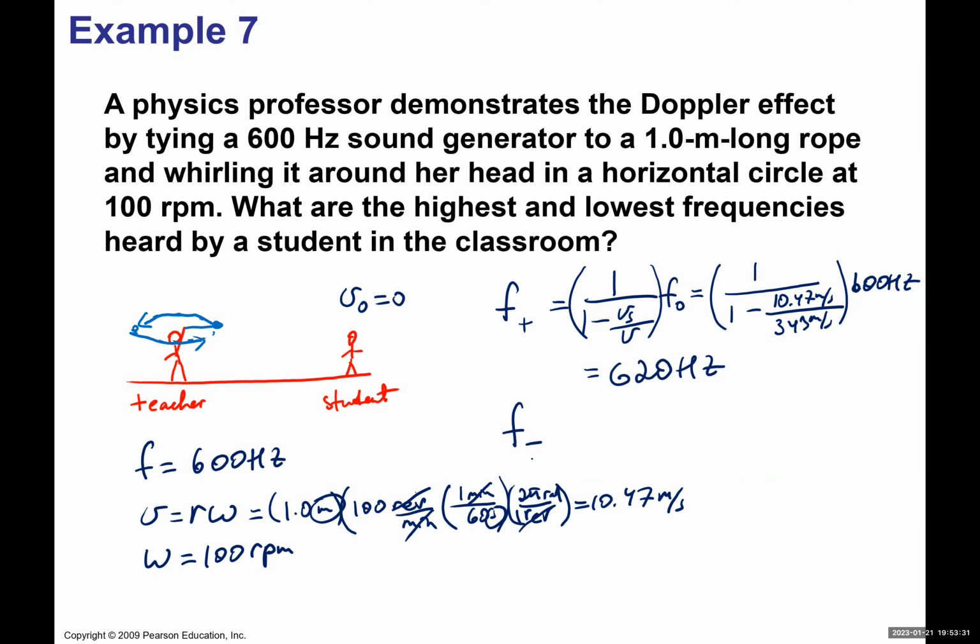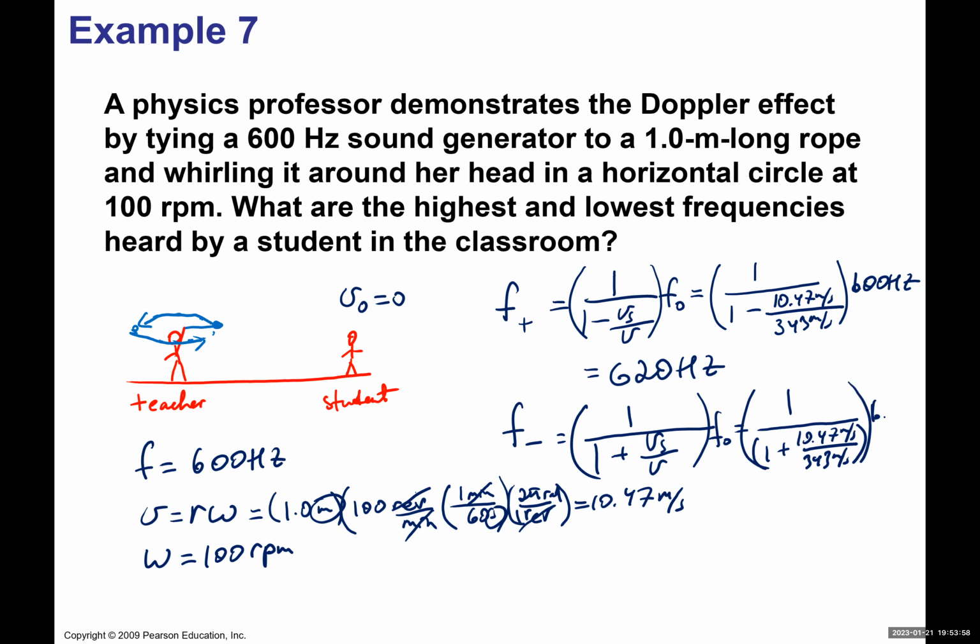The instant when the generator is moving away, we use the equation where it's plus. The difference here is that, right? It is the velocity of the source divided by the velocity of sound, times the original frequency. So what we end up with is 1 plus 10.47 meters per second over 343 meters per second, and this whole thing times 600 hertz.